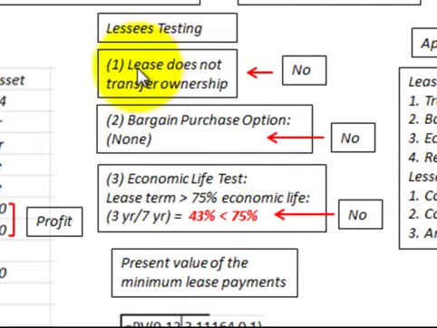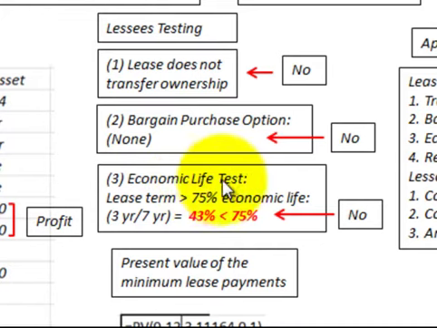So number one, the lease does not transfer any ownership. That's given in the problem. So no, it wouldn't pass the test since it doesn't transfer any ownership. And then the bargain purchase option, well, there isn't any. So again, it doesn't pass the test. No, there's no bargain purchase option.